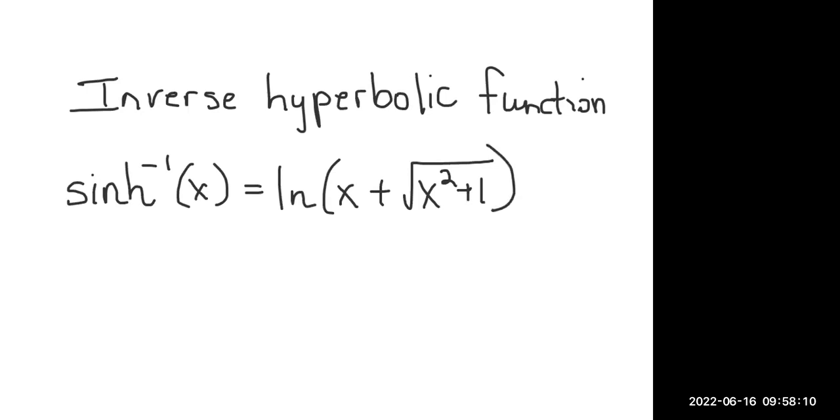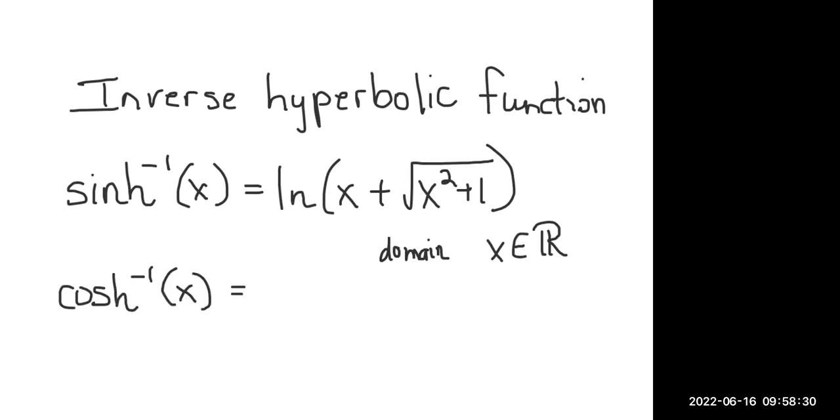And remember, the range of the hyperbolic sine was all real numbers. So now the domain is all real numbers for this. That's how we say the domain. X is an element of the real numbers, the set of real numbers. Inverse hyperbolic cosine of x is the natural log, almost the same.